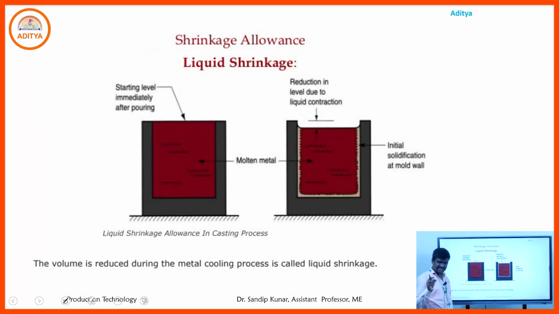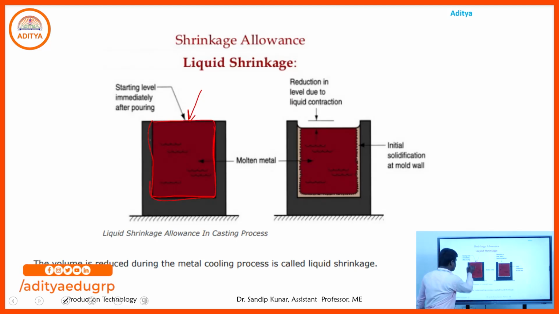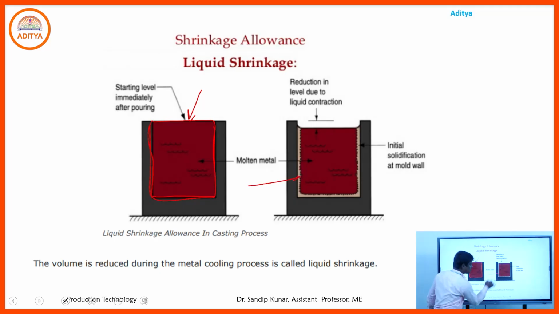Now, shrinkage allowances in case of liquid shrinkage, what happens? If we consider this as the molding box or mold cavity, we pour the molten metal. After pouring, it takes the shape of the cavity. Then heat is extracted from the mold surface, and due to heat extraction, solidification starts from the mold surface and goes towards the center. After solidification, this type of shape results. That is the shrinkage, meaning allowances will be created in the cavity.